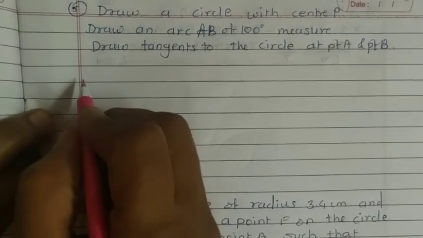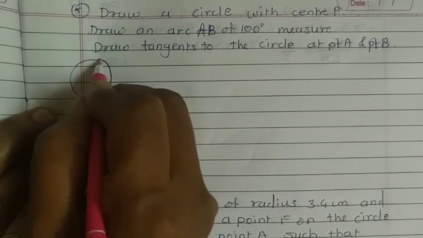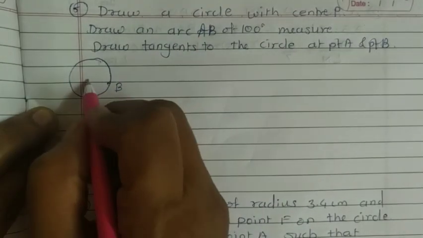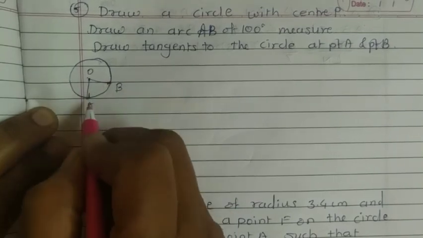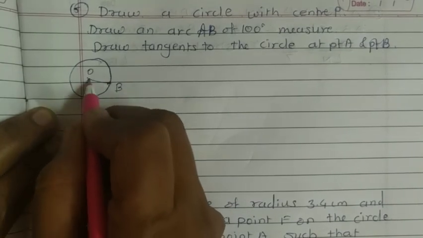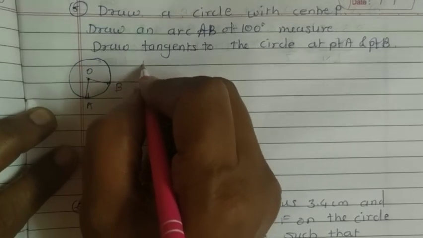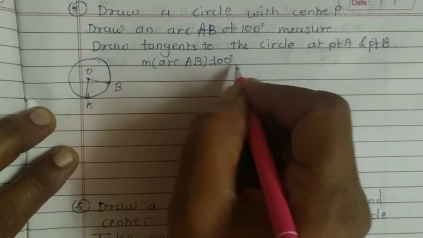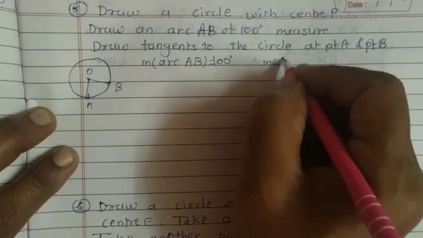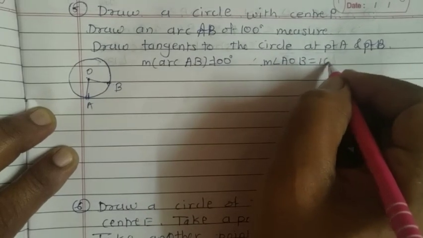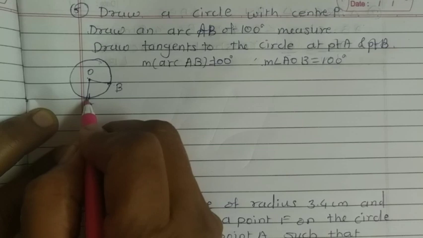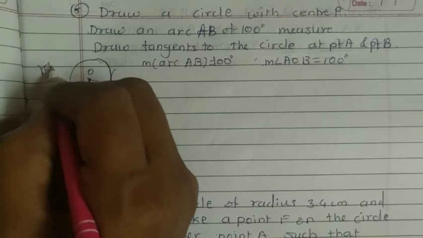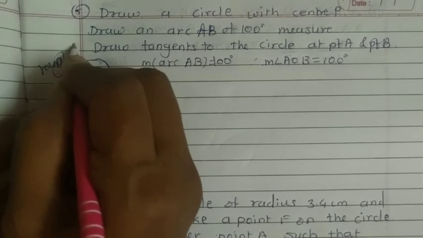For that, first of all, we take a rough figure. This is the circle, and this is arc AB of 100 degrees. Suppose O is the center. As this arc is 100, the measure of angle AOB is also 100, meaning the measure of arc AB is equal to 100. Therefore the measure of angle AOB is equal to 100, and we can now construct tangents at A and B like this. This is the rough figure.